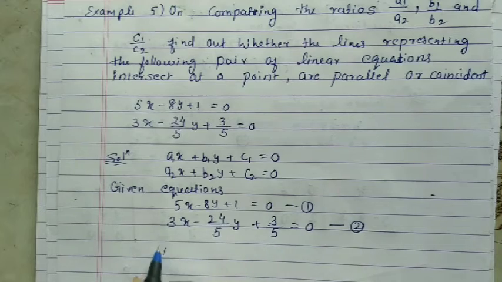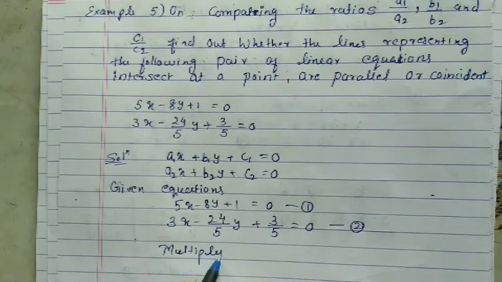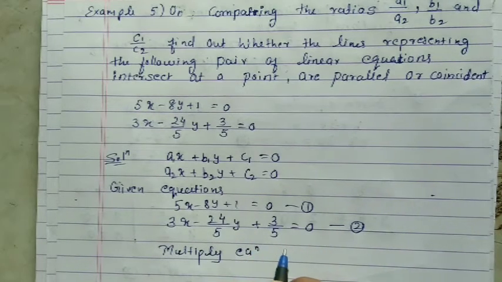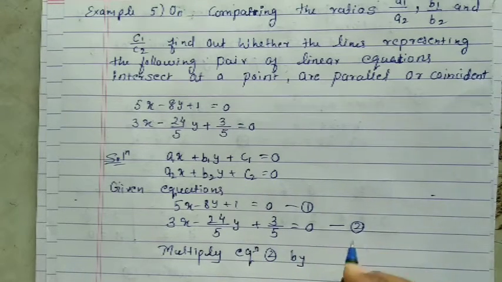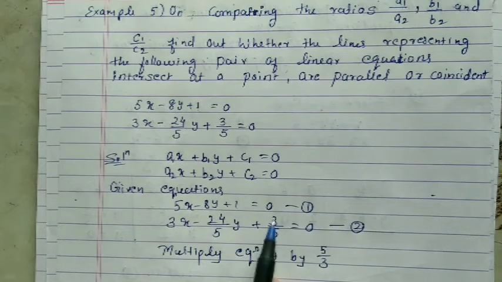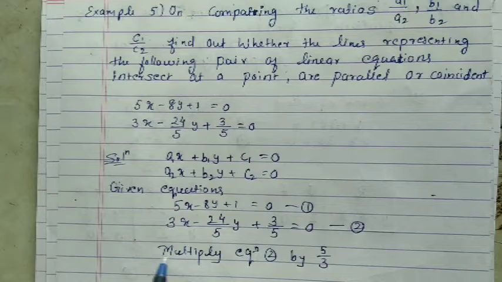So here multiply equation 2 by 5 upon 3. Why 5 upon 3? They are having 3 upon 5. So it will get easily cancelled. Also 24 by 5 will get cancelled. And here also 3 will get cancelled with 3.